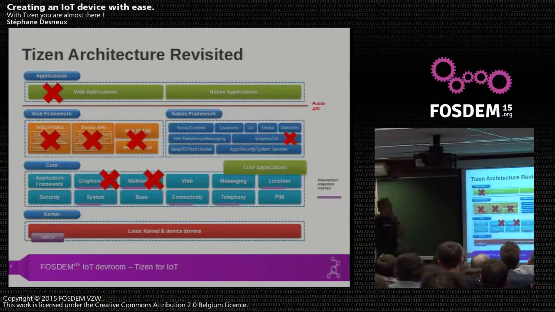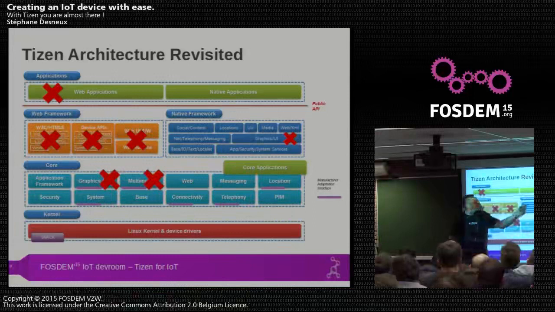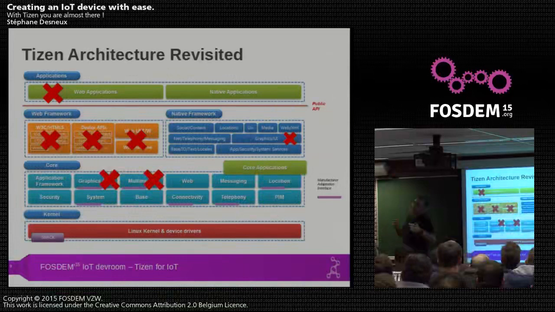That's the usual architecture of Tizen. So I just marked what I removed. As you see, we can keep some interesting things. For example, in native APIs here, we can keep the social and content API. So we are able to develop some native Tizen applications and make them run on the IoT devices. And we are able to use all of those APIs instead of trying to reinvent the wheel.